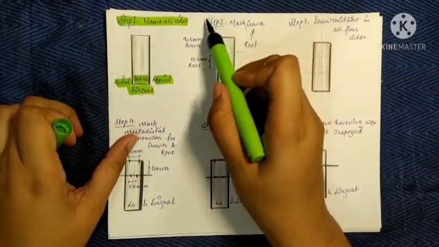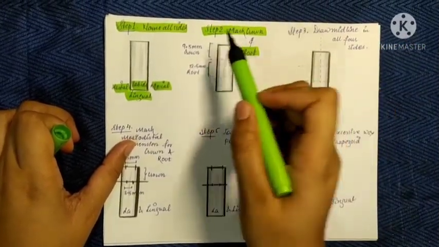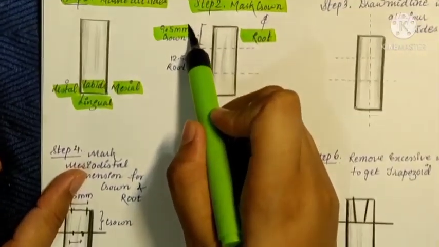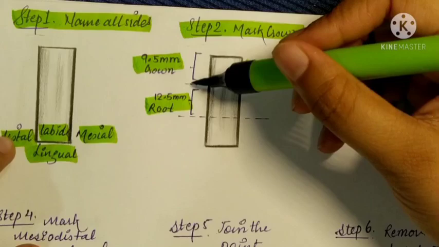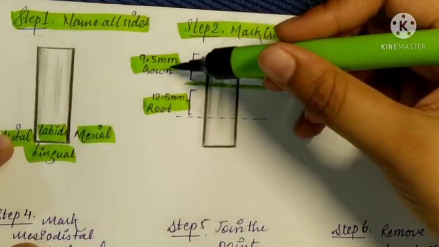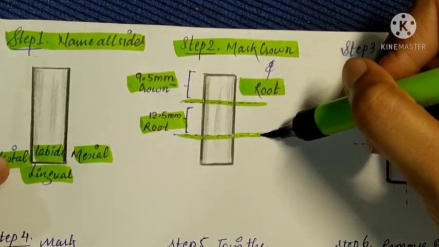And the second step is that we have to mark the crown and the root. The measurement for the crown is 9.5 mm and for the root is 12.5 mm. So this we have to mark. This is our crown portion, that is 9.5 mm, and the root, that is 12.5 mm. We have to draw this line.